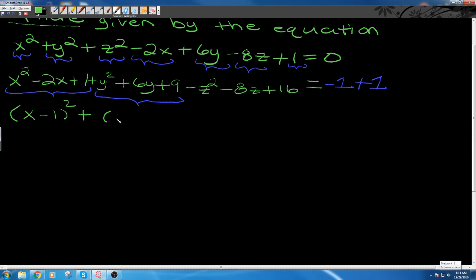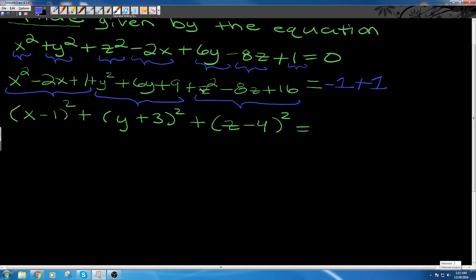Alright, so y plus 3 squared. And then, finally, we're going to, oh, that is a plus. That would have been a problem. We're going to get rid of these last terms. And that's going to be z minus 4 squared.